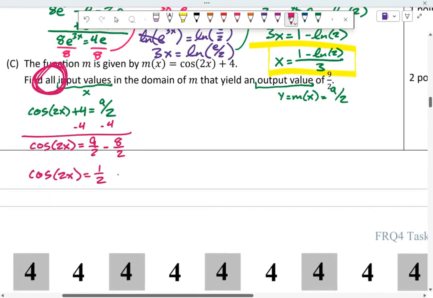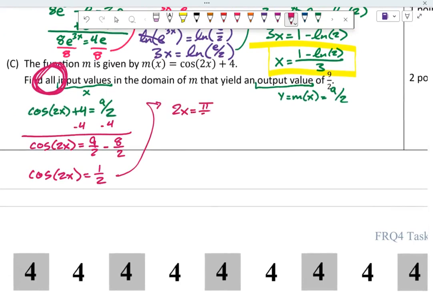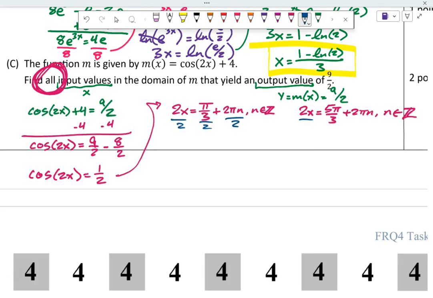Now, again, it's all. So we have 2x equal to pi over 3. But since it's all solutions, we need to add what? Plus 2 pi n, n in Z. And then I have 2x equal to, we said, 5 pi over 3 plus 2 pi n, n in Z. And then what's the last thing I need to do to finish that one? Divide everything by 2, except the n in Z. We don't divide that by 2.